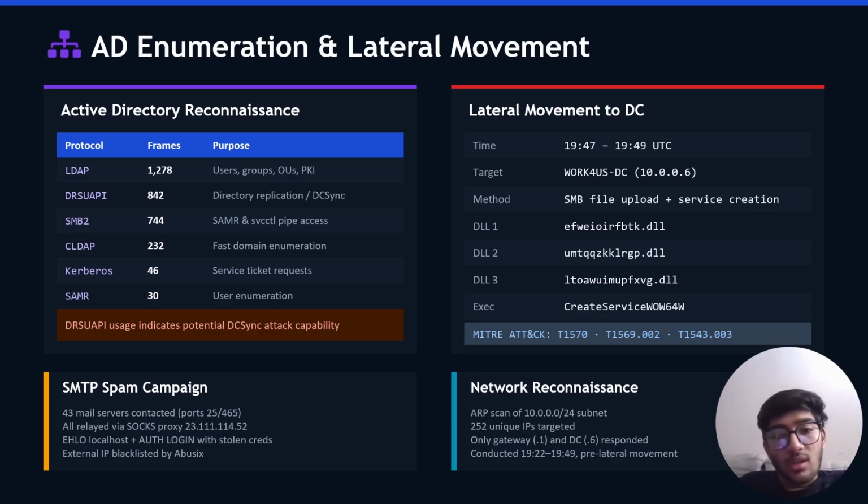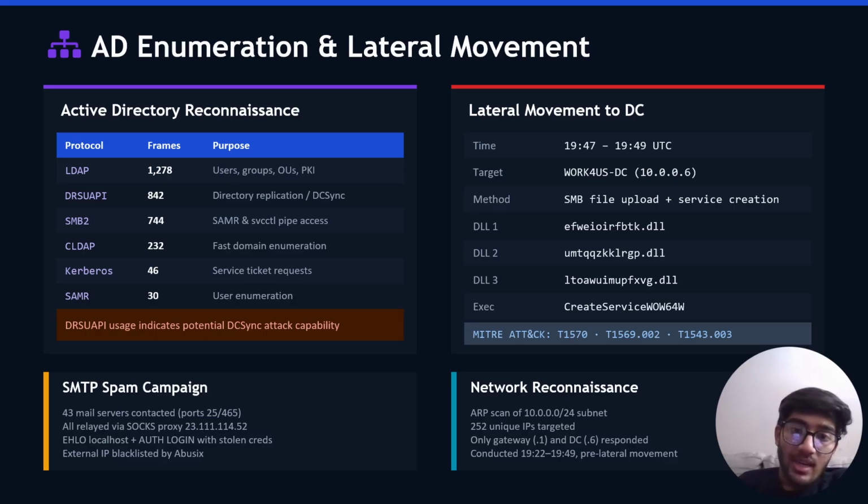This slide covers the two most critical findings. On the left, Active Directory reconnaissance: the malware used six different protocols to enumerate the domain. It uses LDAP for querying users, groups, and organizational units, but most concerning are the 842 DRSUAPI frames. This protocol is used for directory replication and indicates potential DCSync attack capabilities, which would allow the attackers to replicate password hashes directly from the DC.